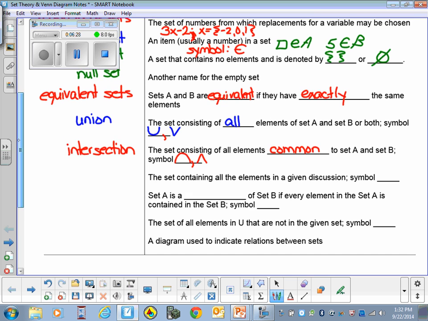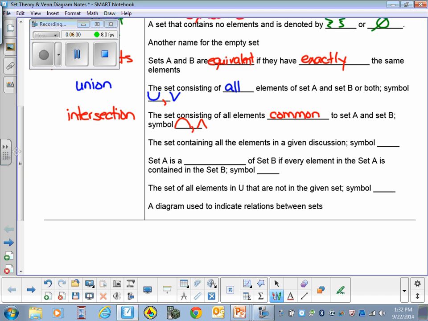Okay. The set containing all of the elements in our problem is called the universal set. The symbol for the universal set looks like a capital U with a tag on the front.